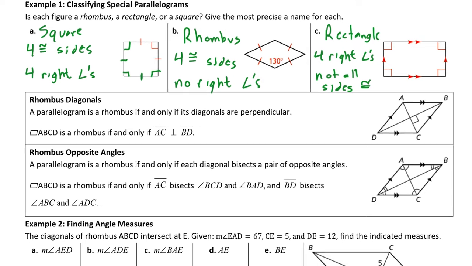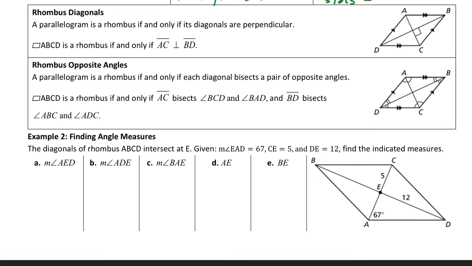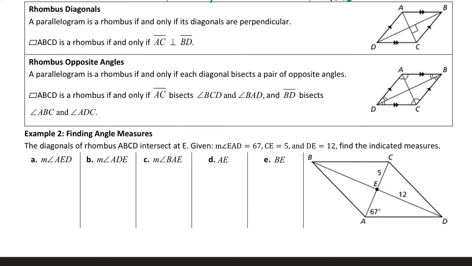We're going to go a little bit more in depth, and talk about the diagonals and the opposite angles of just a rhombus for now. A parallelogram is a rhombus if and only if its diagonals are perpendicular. That means its diagonals create right angles. Diagonals are perpendicular for rhombuses only.